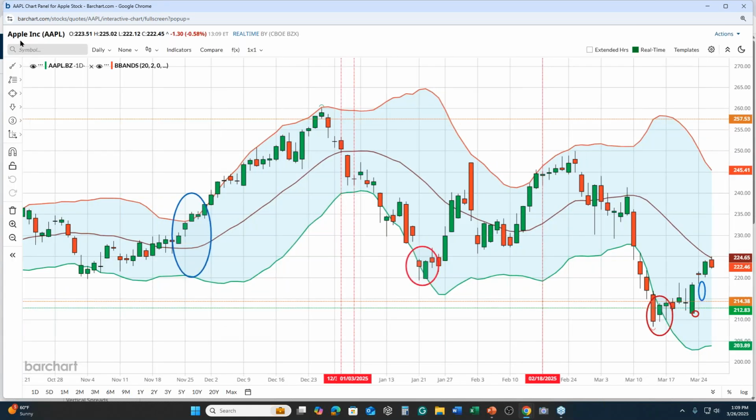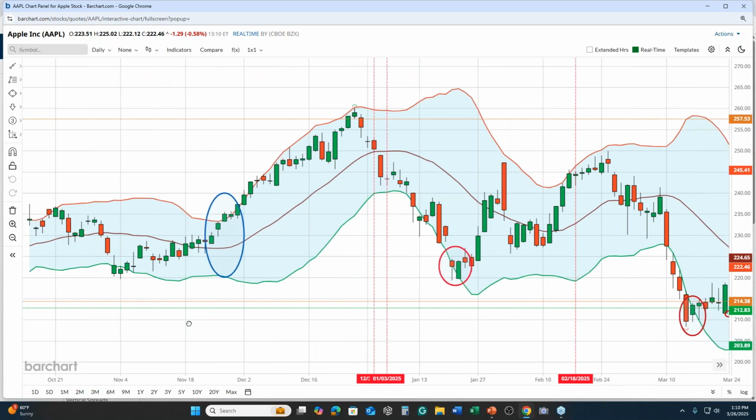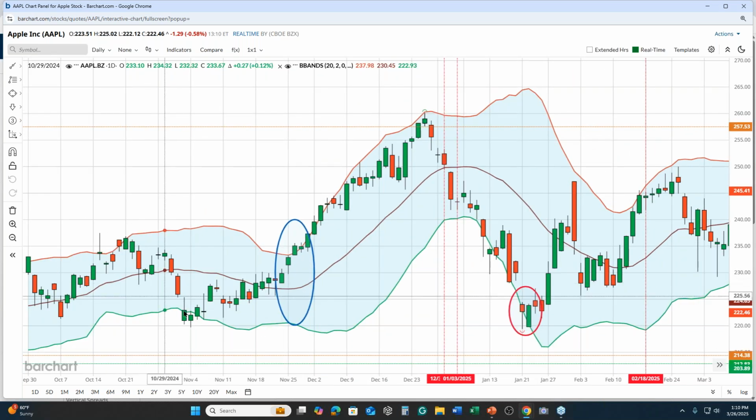Here we are looking at Apple. Again, you can see our bands have narrowed. We break out of a previous range of price. Price carries along the outer band, and the price action is confirmed by an up-sloping mean. Now, let's go back to our slides for a second.